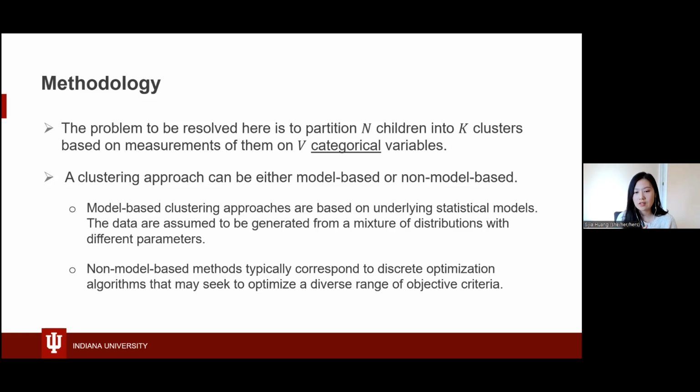And the non-model based methods can be understood as more of a data-driven approach, because those approaches typically do not involve any underlying statistical models. Instead, they typically correspond to discrete optimization algorithms that may seek to optimize a diverse range of objectives. As you can tell from the categories, one category of approach involves a statistical model, while the other is more data driven, like a machine learning sort of thing. And in this study, we are applying both types of approach and also seeing if these two types of approach will give us results that are similar to a certain extent.